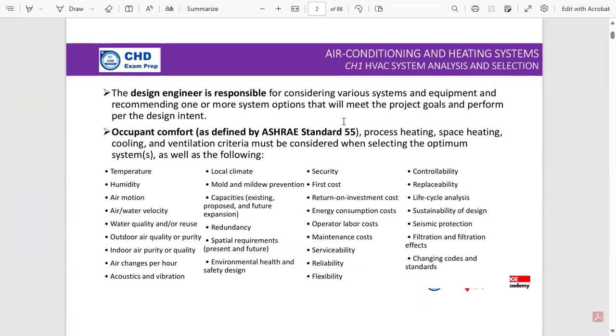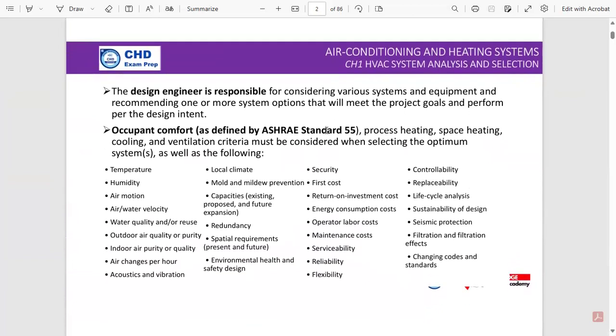Let's talk about this slide. Okay, the very first thing, design engineer's responsibility. So as an HVAC designer, what are your responsibilities? Considering various systems and equipment and recommending one or more system options that will meet the project goal and perform per the project intent, the design intent.